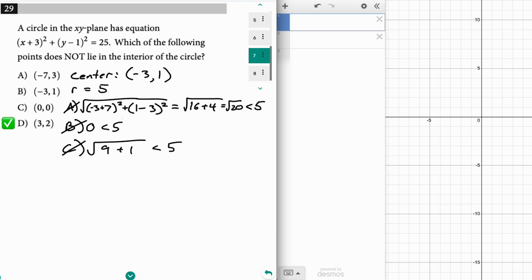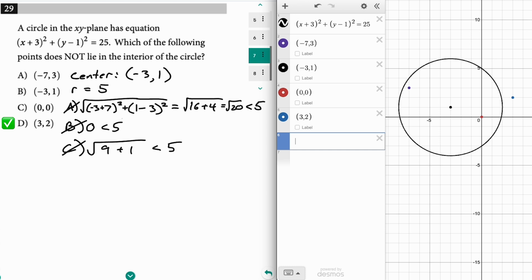If we use the calculator, this is real straightforward. Toss everything in Desmos and pick the one that's not like the other.